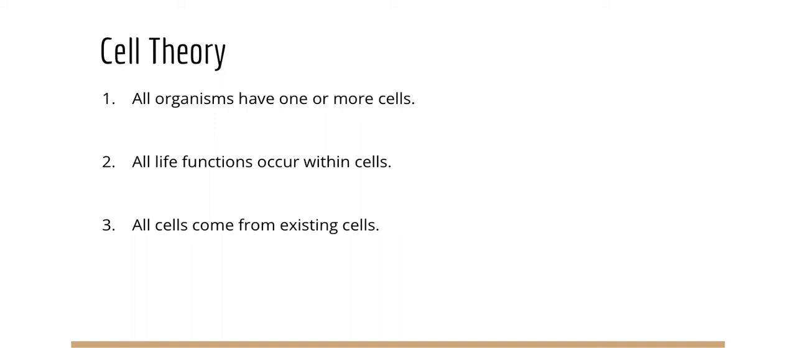So all organisms are made of one or more cells, meaning they can be single-celled, sometimes called unicellular, or multicellular. When we start distinguishing between prokaryotes and eukaryotes, you're going to see what I mean by unicellular and multicellular.